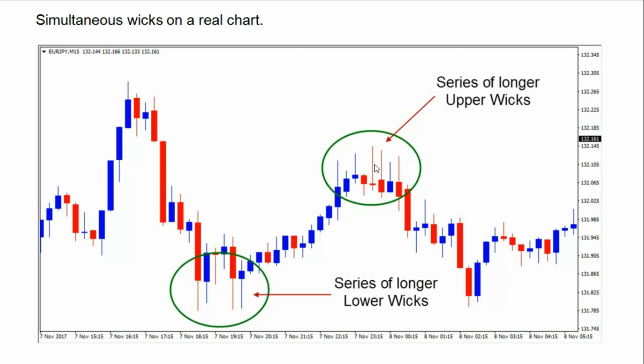This can also be a single spike on a high time frame, in 4 hours. You see that spike on a 4 hour. We can also see that on 1 hour or daily, depending on the pair. So that is it about simultaneous wicks on a real chart.